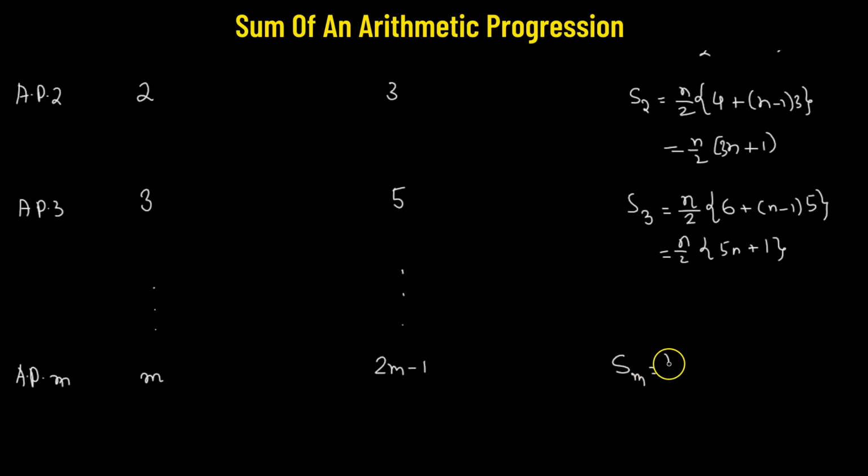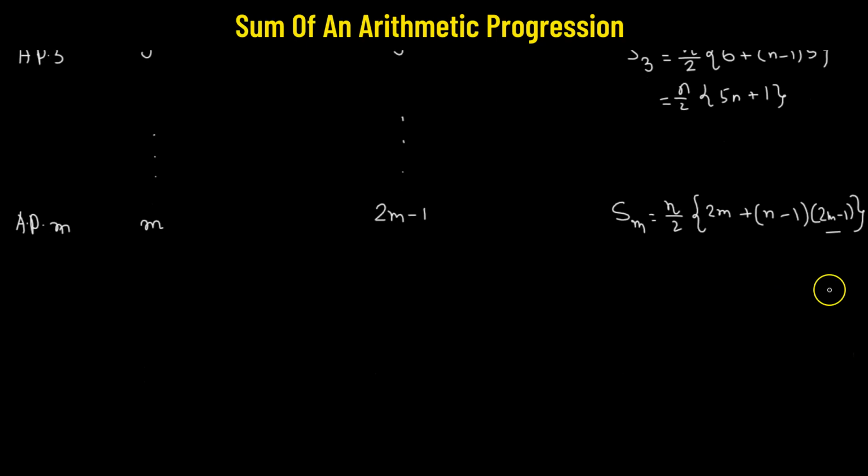So this is going to be equal to n over 2 multiplied by 2 times the first term plus n minus 1 multiplied by 2m minus 1. So this is the common difference. So let's further simplify this.